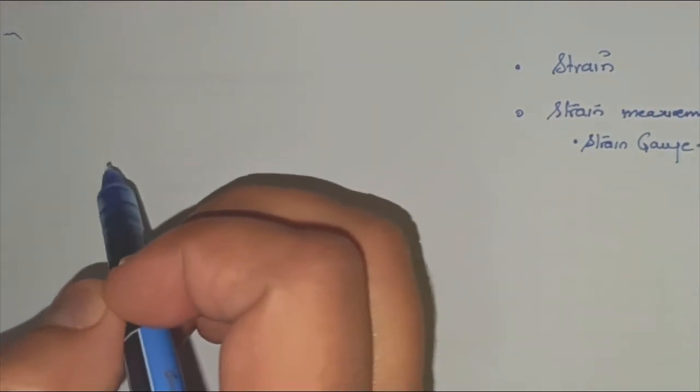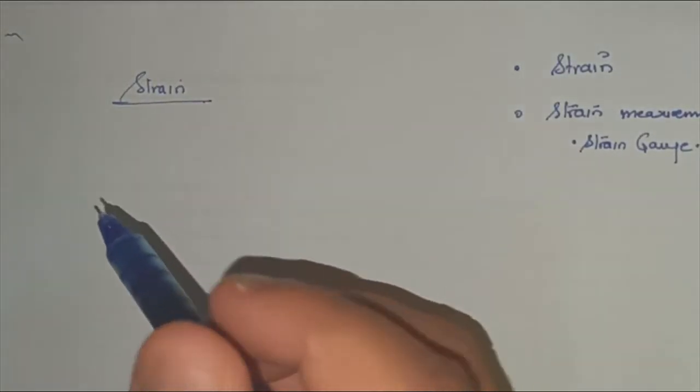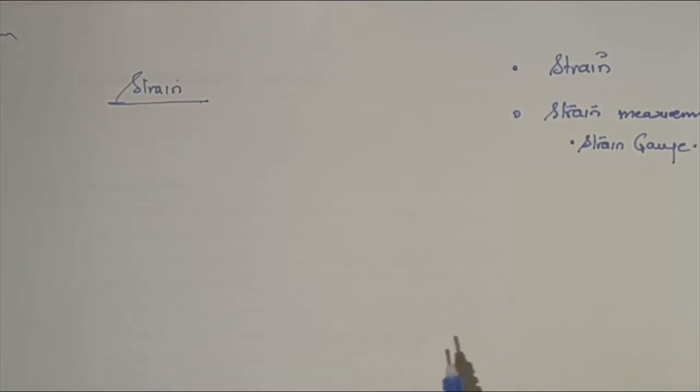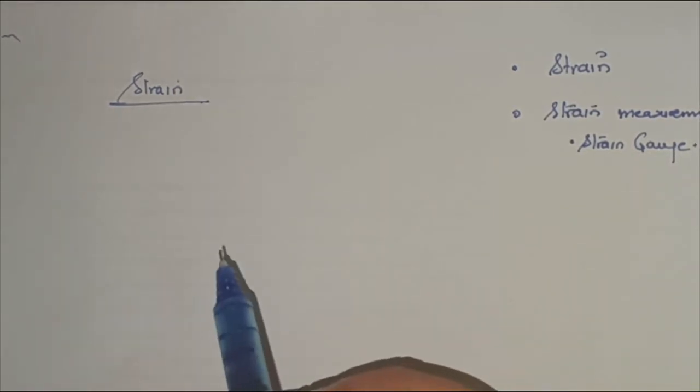First of all, let's understand what is strain. Strain is kind of an effect. When someone applies a stress, the body gets deformed, like a rubber band. If you have a rubber band, it stretches on the application of load. So deformation is the measure of how much a body is stretched.